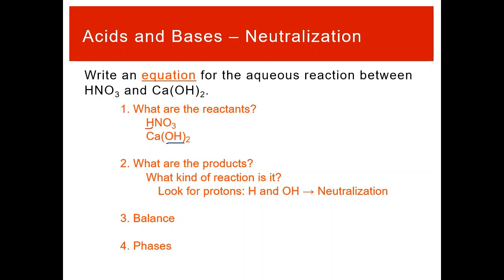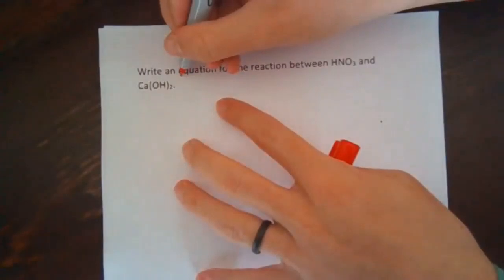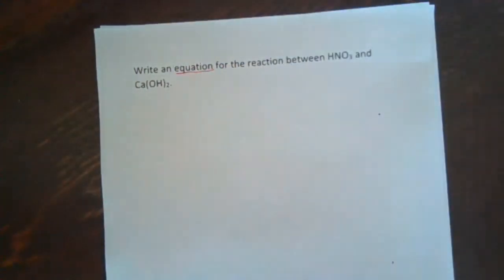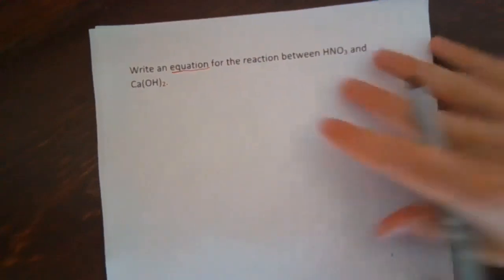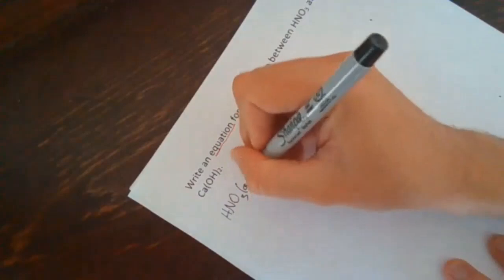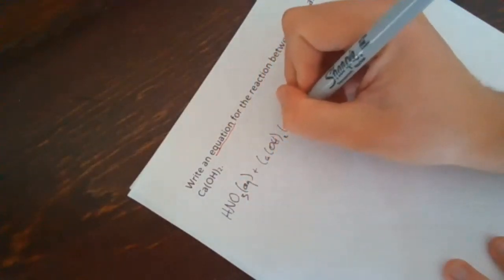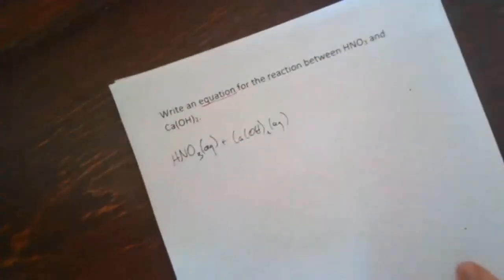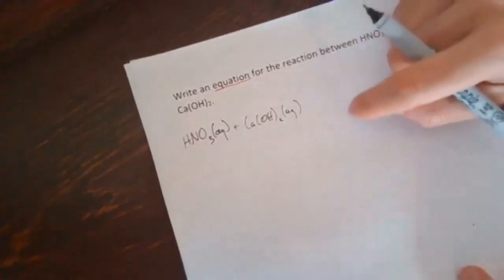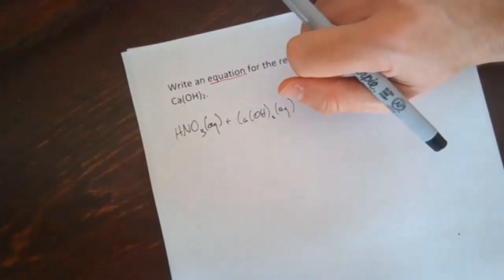Let's work it out. We want an equation for the reaction between HNO3 and calcium hydroxide. So again, write an equation. We're dealing with chemical equations, so we're going to need reactants and products. We are given our reactants. It says aqueous reaction, so these things are dissolved. You can also look up that calcium hydroxide is aqueous, or soluble.